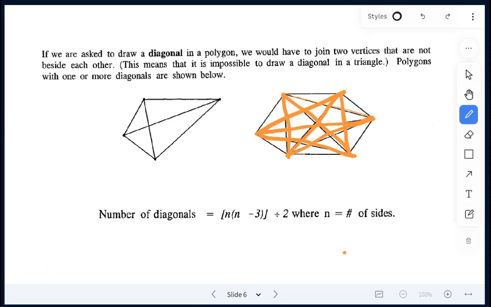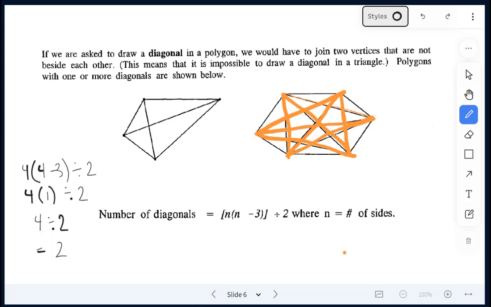Okay, so let's use the equation, and let's take a look here for our first one. n represents number of sides here. We have 1, 2, 3, 4. So our equation would be 4 times 4 minus 3, and then we are dividing by 2. So 4 minus 3 is 1, and then it becomes 4 divided by 2, which equals 2. So for this figure, like we saw, it has 2 diagonals. It's the same thing when we do the equation method.